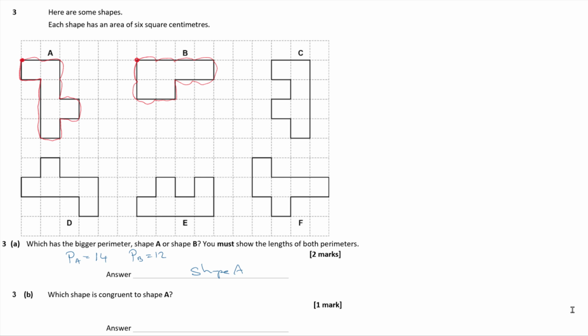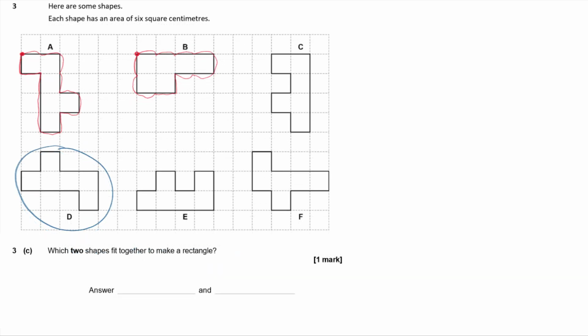Okay. Which shape is congruent to shape A? So congruent means exactly the same shape and size. It could be a reflection though, so it could be flipped over, it could be spun round. So looking at those shapes, well, it's going to be D, isn't it? These two are the ones that are alike. So D is A rotated and flipped over, isn't it? So it's going to be shape D.